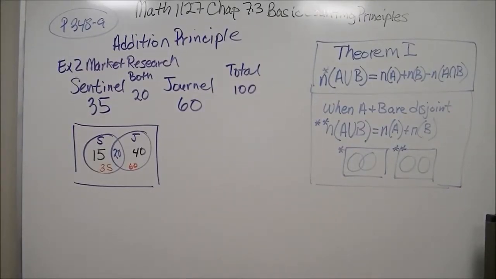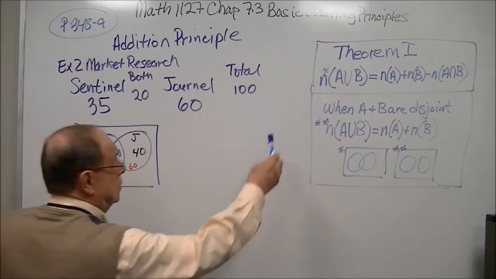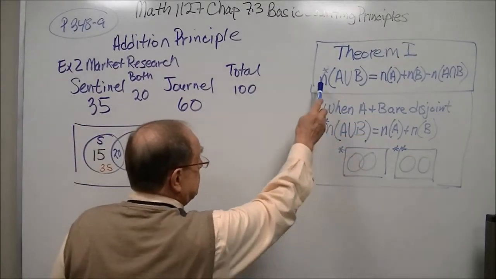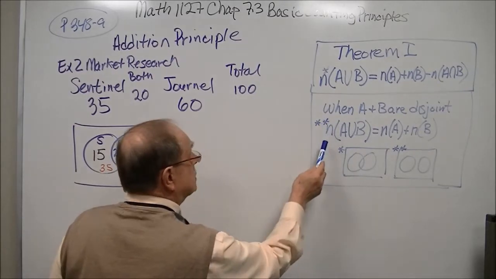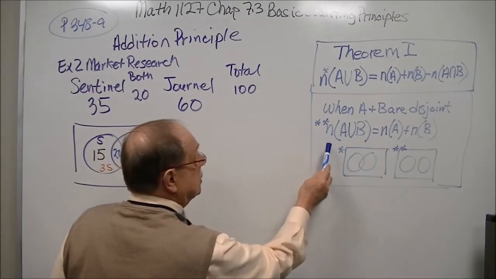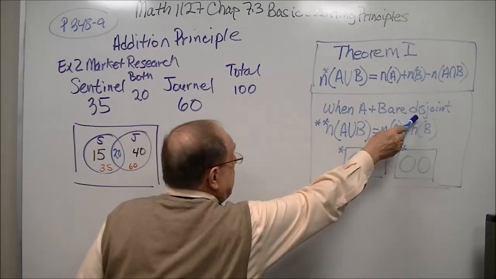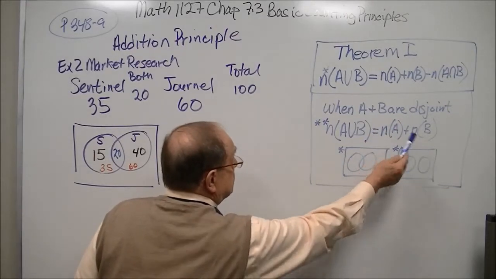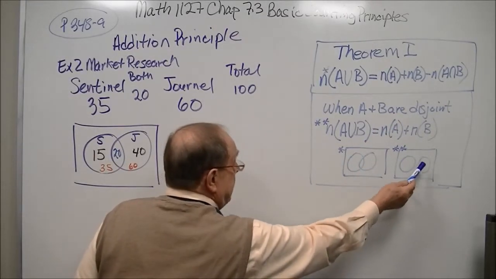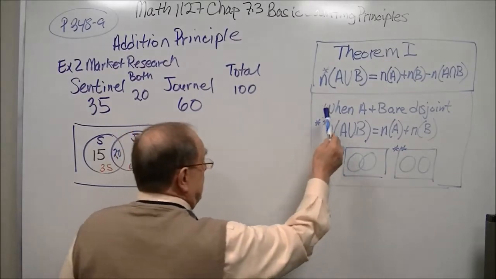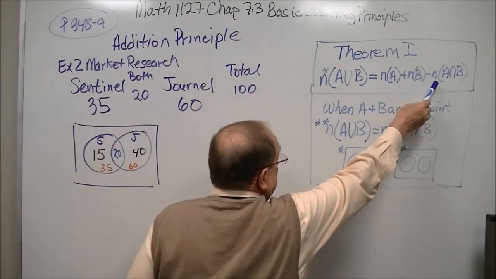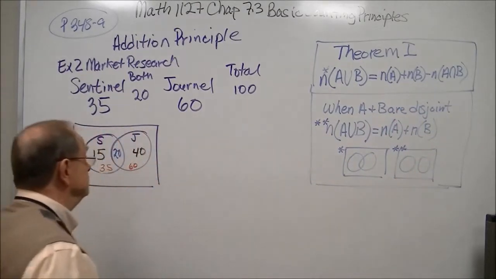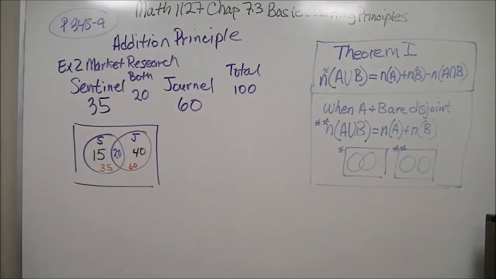In the textbook, they do go over Theorem 1, which is the formula we have been using, and also our first example when they were disjoint sets, that it's just the sum of set A and set B. When there is an intersection, you subtract the point of intersection.